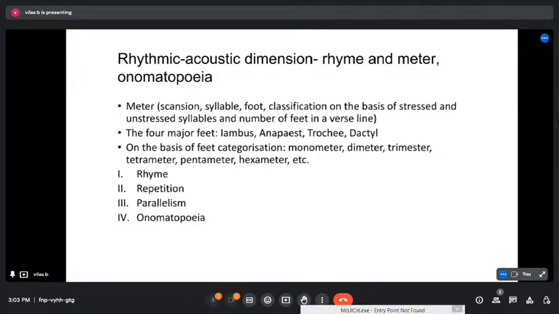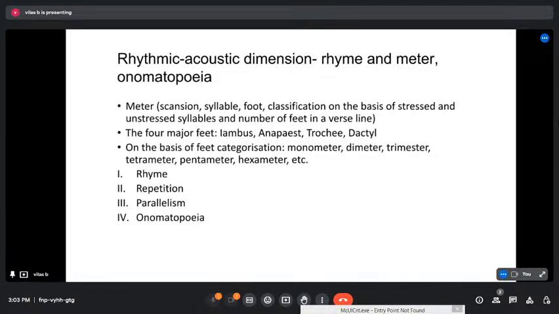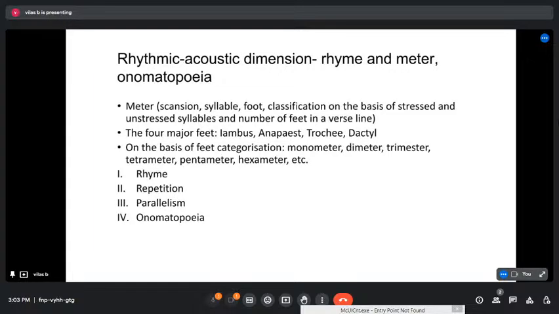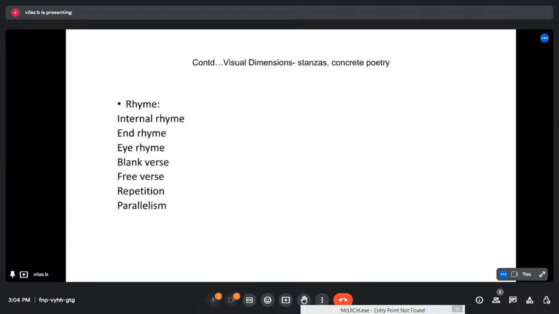Anyway, coming to the point, that is rhyme. I'll come to rhyme a little bit later. But the music is found through meter and rhyme. There are three major types of rhyme.